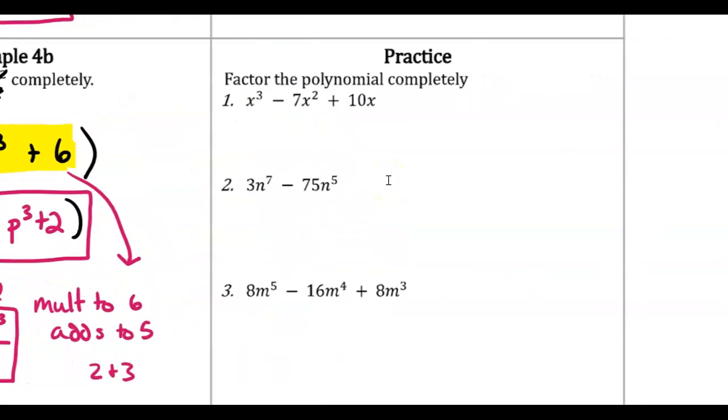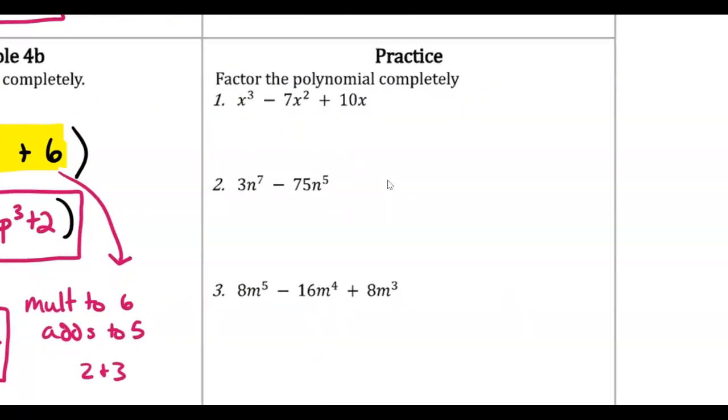Okay, that's everything new we have to learn. Let's go ahead and do a few examples. So let's talk through how I know where to begin. So on number 1 right here, I see it's a trinomial, but I also look for a GCF first. So an x can come out of everything.